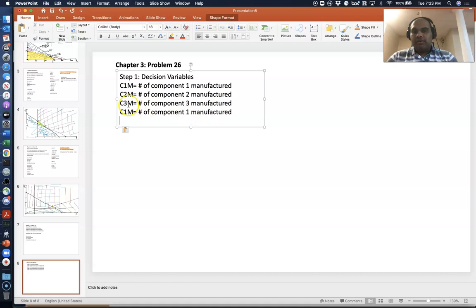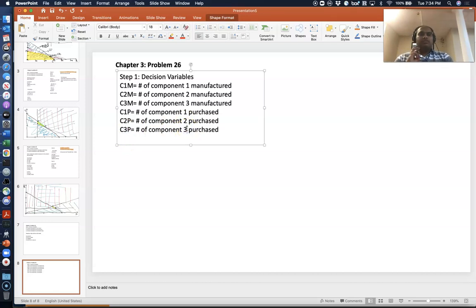Similarly, I'm going to have C1P, number of component 1 purchased. So we either make it or we purchase it from another manufacturer. So this is obviously subcontracting. Similarly, we can subcontract for component 2 and component 3. So here you cannot solve this problem with just 3 decision variables. You need 6 of them. You need to keep track of how many you make yourself and how many you're buying from outside.